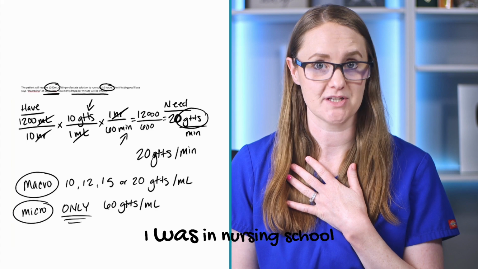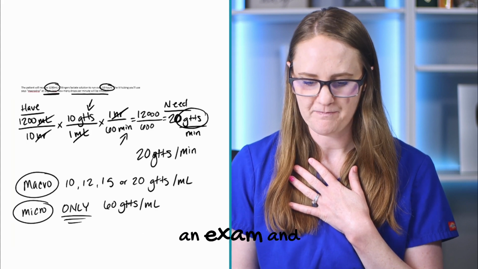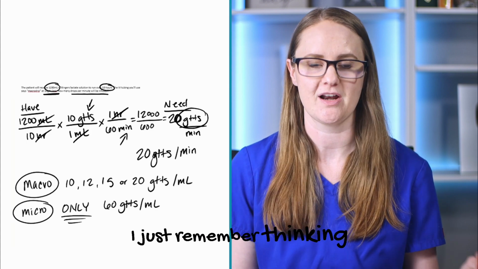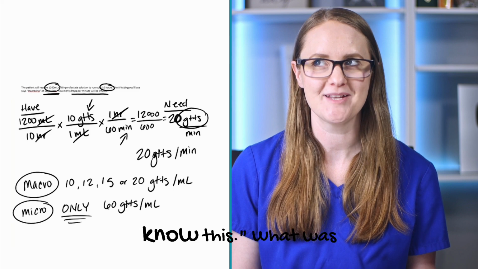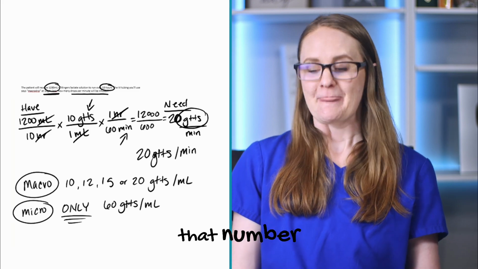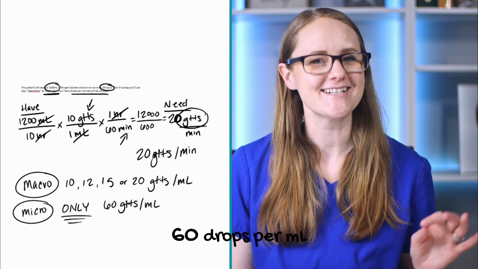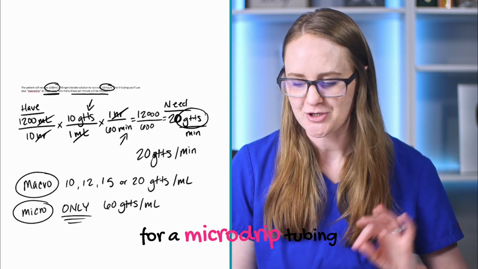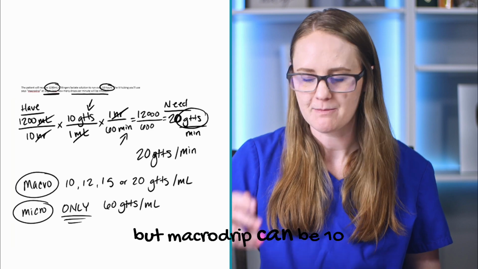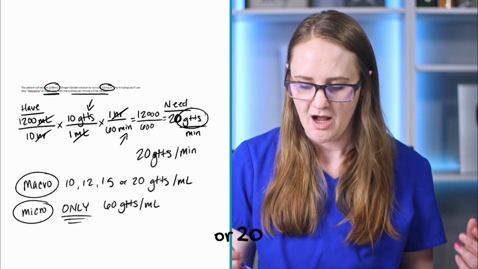That definitely happened when I was in nursing school, when I got to an exam, and I just remember thinking, oh, what was that? Like, I know this. What was that number? It's 60, okay? Got it? 60 drops per mil for a micro drip tubing, but macro drip can be 10, 12, 15, or 20.